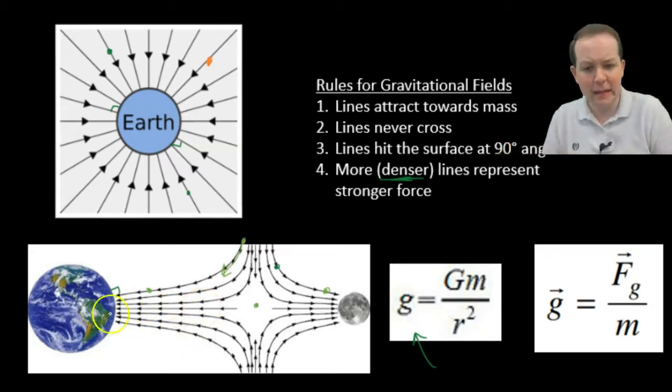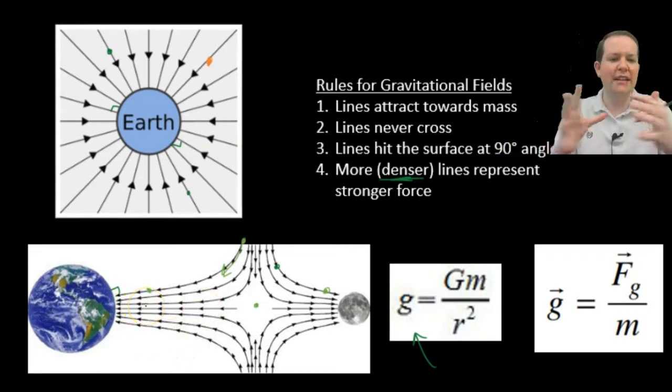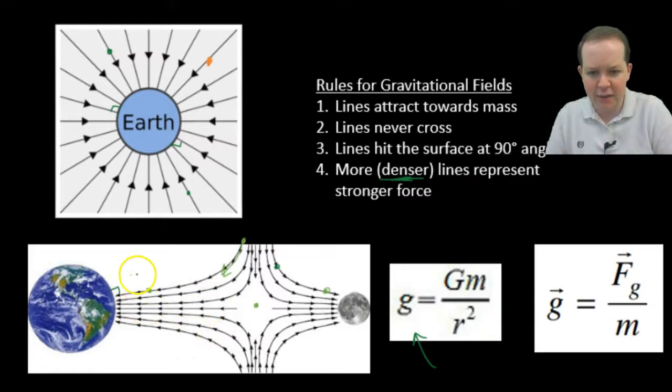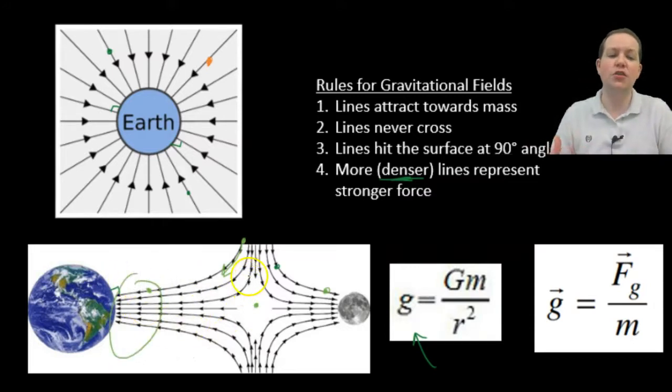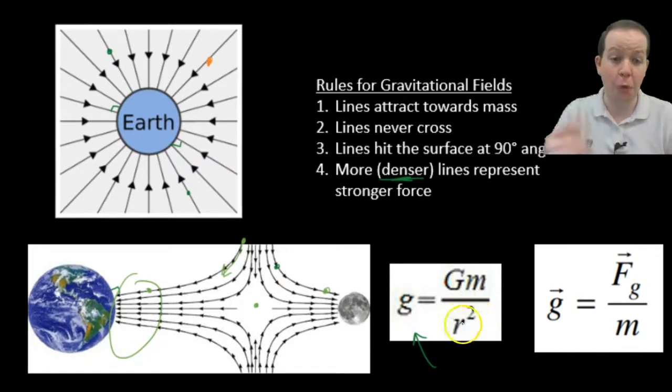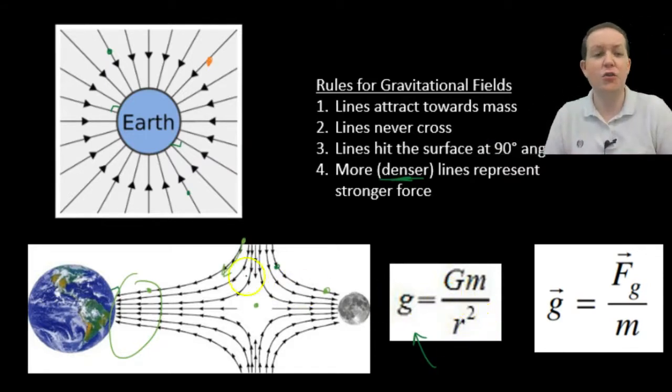And something that's maybe a little helpful, if the lines are closer together, if they're denser, like notice right here, the lines are denser, that represents a stronger force. And that should make sense because the force due to gravity and that acceleration due to gravity, right, it's based on r. When r is smaller, the force and g are larger. So you could symbolize that. You could showcase that with lines closer together.